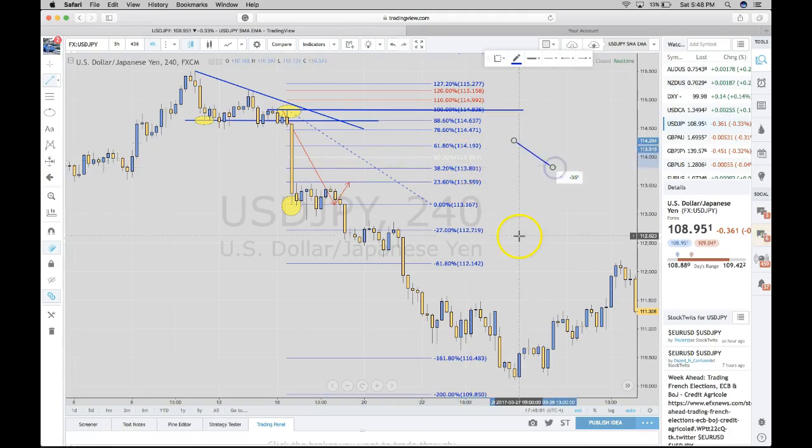So if you got in a sell somewhere in this area, you could have gotten on a sell at 23.6, at 38.2, at 50%, 61.8, 78.6, 88.6, and the max retrace, which is going to be 100%.